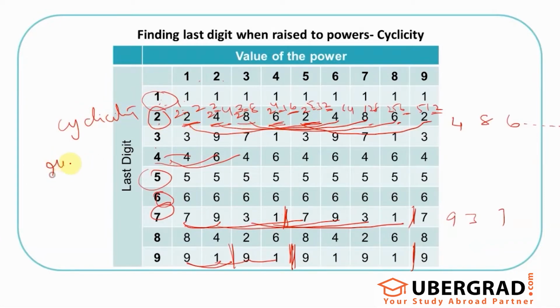It's repeating every 4 times. After the 4 parts, I'm seeing the repetition starting. So how do we use that? Let's get to that with an example.